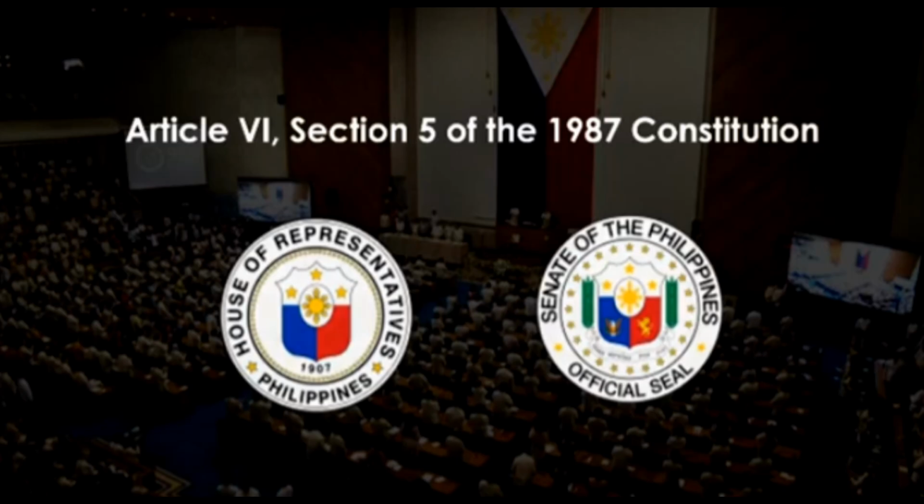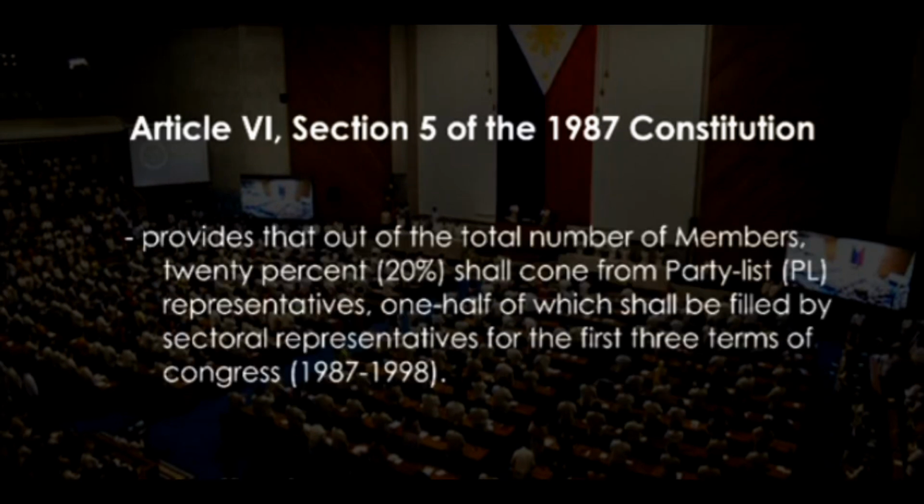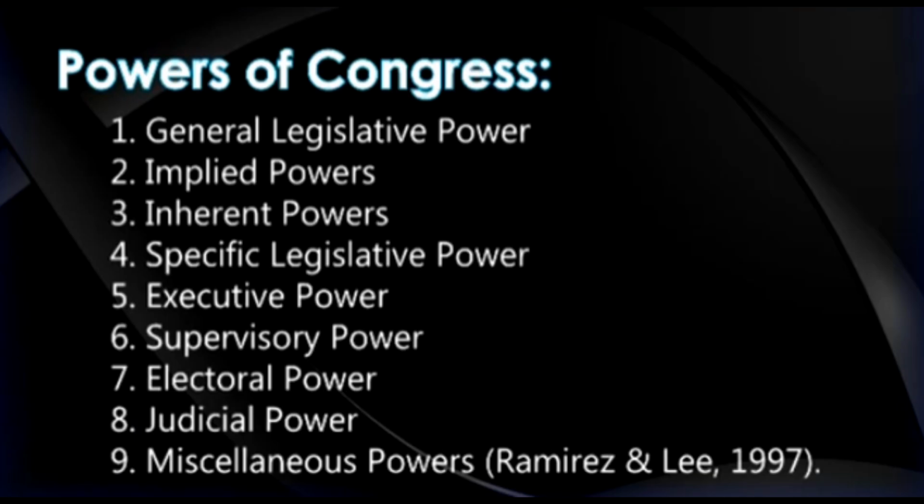Representatives. Article 6, Section 5 of the 1987 Constitution provides that out of the total number of members, 20% shall come from party list representatives, one half of which shall be filled by sectoral representatives for the first 3 terms of Congress. Powers of Congress.